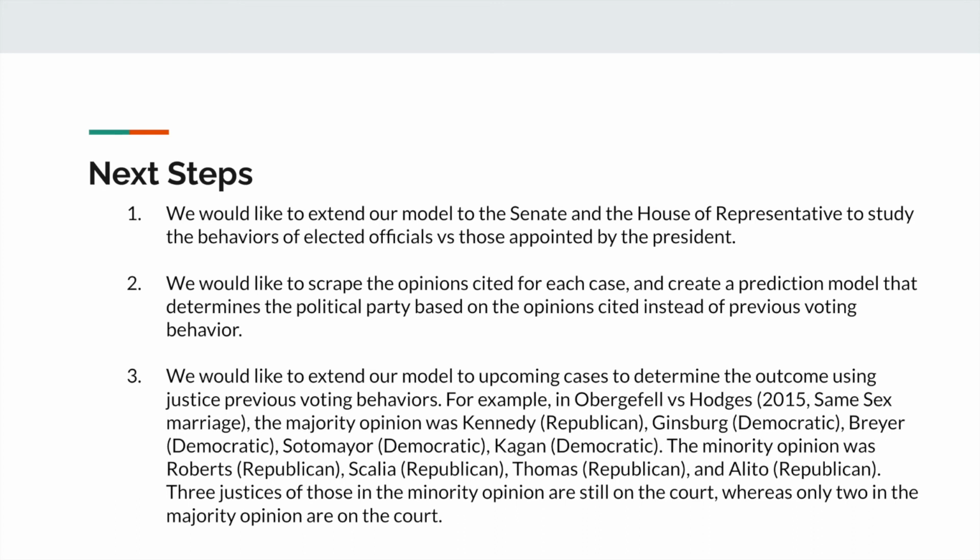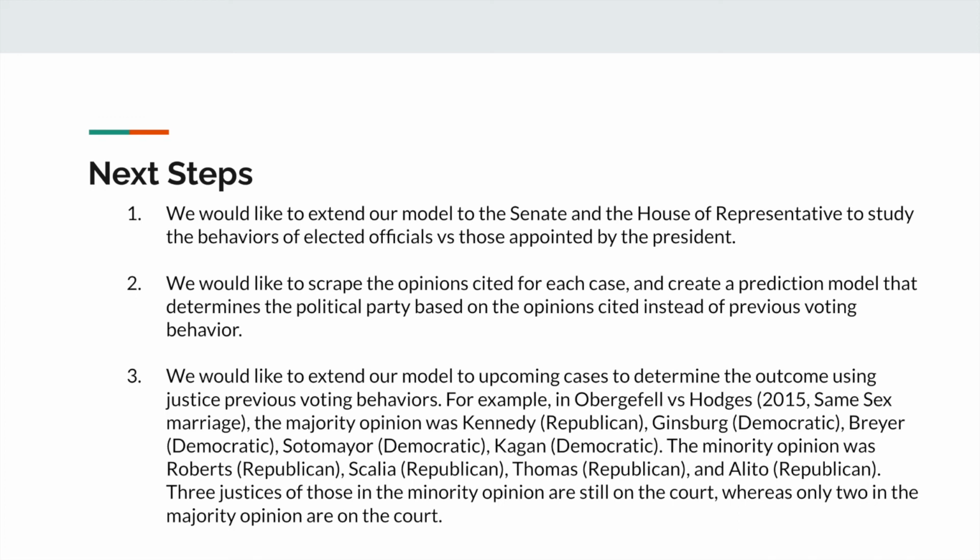So next steps, where are we going to go from here? We'd like to extend our model to the Senate and the House of Representatives to study the voting behavior there, especially since the nature of the Senate changes every 2 years in midterm elections and every 4 years in presidential elections, and same thing with the House of Representatives. So studying how their voting behaviors might have changed.